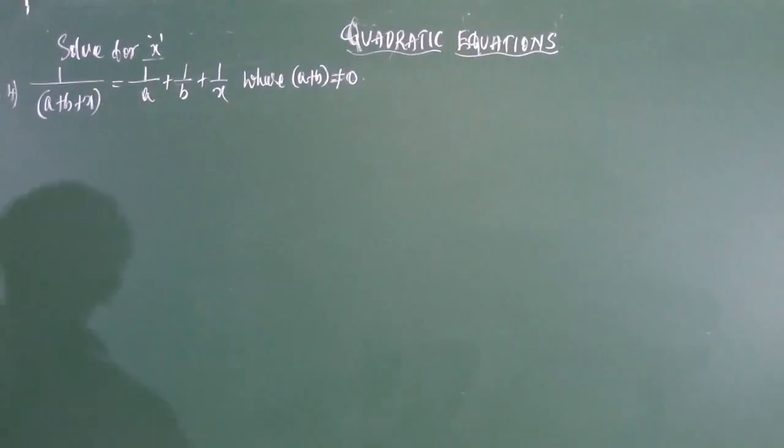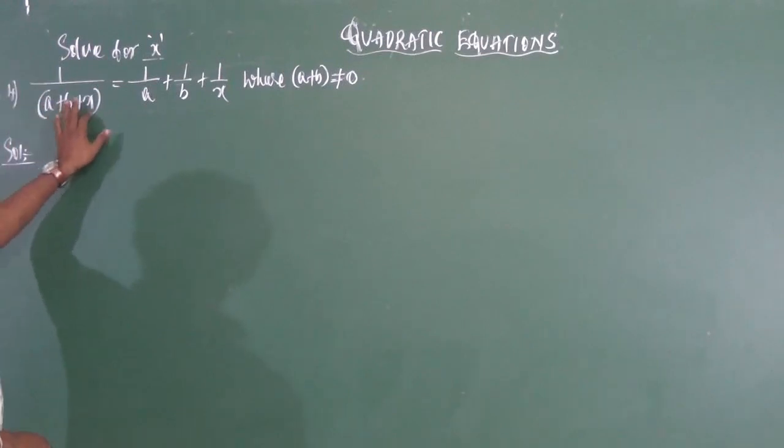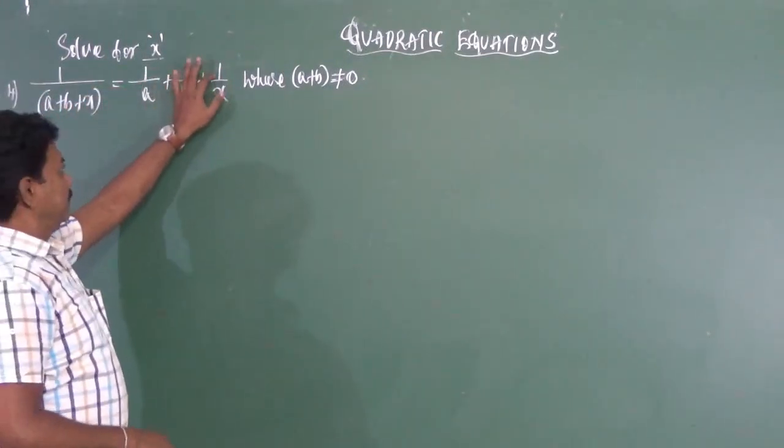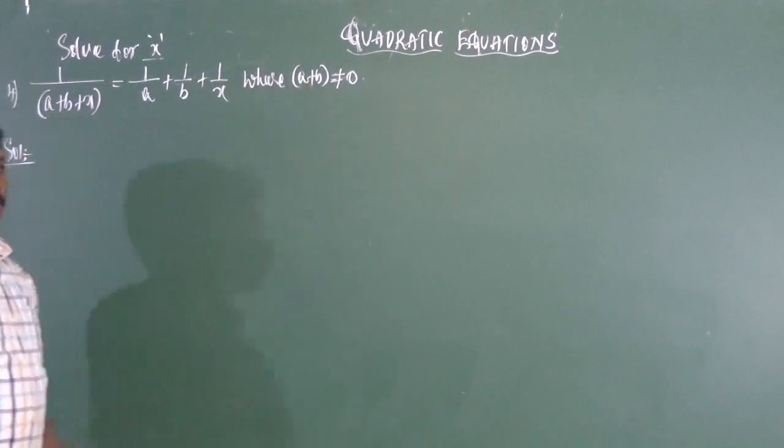Okay, let us get into the fourth problem. So it's a similar type. Solve for x: 1 by (a plus b plus x) is equal to 1 by a plus 1 by b plus 1 by x, where a plus b is not equal to 0.